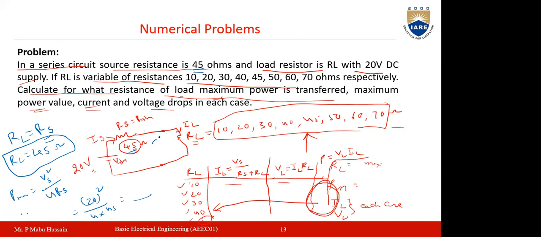From this circuit, you can also find it by considering 45 ohms. First, you find the current I, which equals 20 divided by 45 plus 45. This is the load current under the maximum power transfer condition. The voltage drop will be the load current into the resistance 45. This is how you can also calculate it.